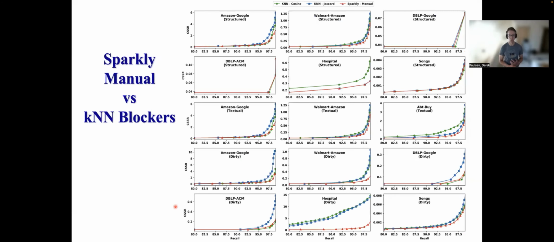Moving on to Jaccard and Cosine, we find that Sparkly is either the best or comparable to the best on all the data sets that we tested. In some cases, we outperform Jaccard and Cosine by a pretty large margin.